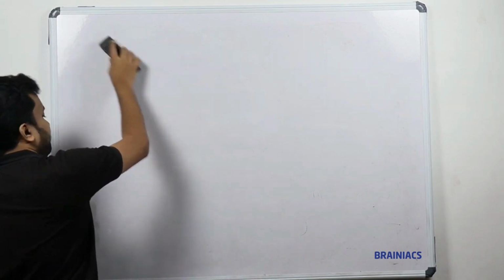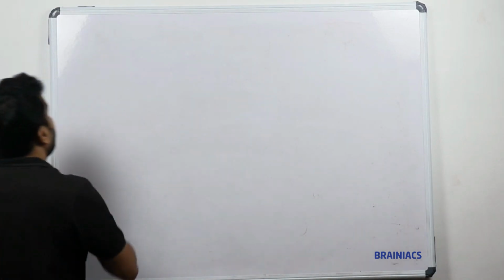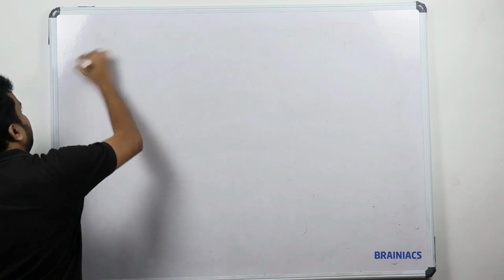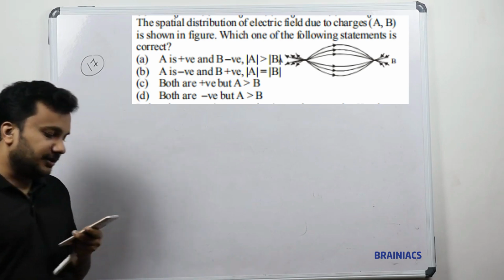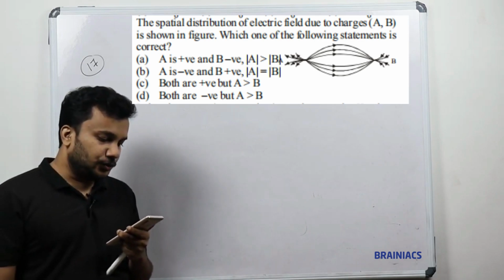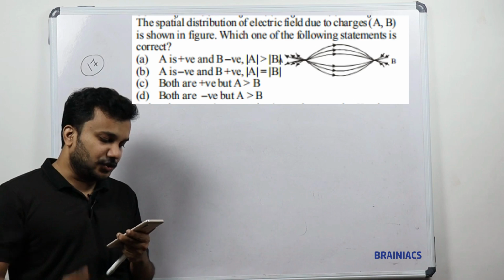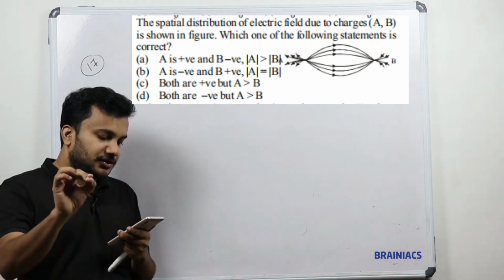Question number 17. The 17th question is speaking about what? The spatial distribution of electric field due to charge A and B is shown in the figure. Which of the following statements is correct?